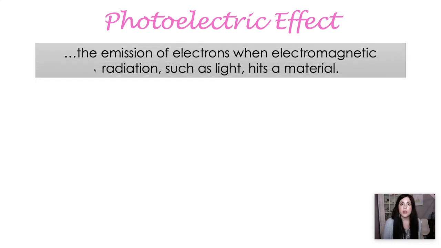So before we get into that part of it, let's go ahead and just talk a little bit about the photoelectric effect, because this will help us to understand photoelectron spectroscopy. So the photoelectric effect, what is it? Well, this is the emission of electrons when electromagnetic radiation, such as light, hits a material. So we're going to be talking about this in terms of metals.